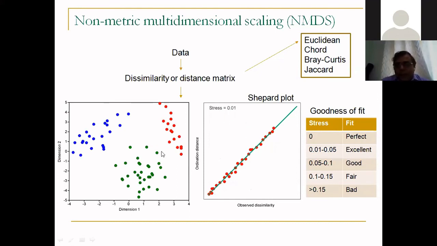Another way of looking at whether the NMDS plot, or whatever you have plotted over here, makes sense or not is to look at the stress value. The stress value tells you whether you can rely on the scatter shown in the NMDS plot or not. A zero stress means that the scatter shown is perfect and it is true to the real distances among the organisms. 0.1 to 0.5 is excellent. 0.05 to 0.1 is a good fit. 0.1 to 0.15 is a fair fit, and if the value is more than 0.15, in some cases people say more than 0.2, then you should not plot your data in NMDS.